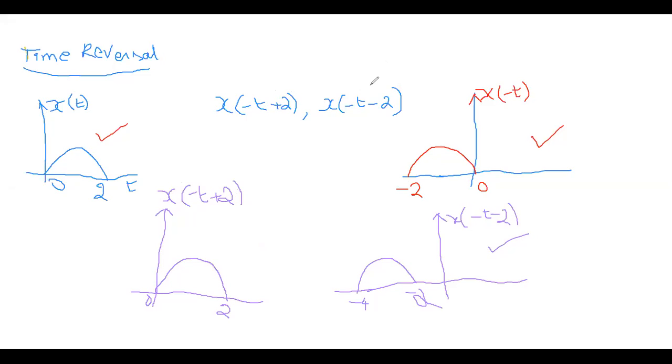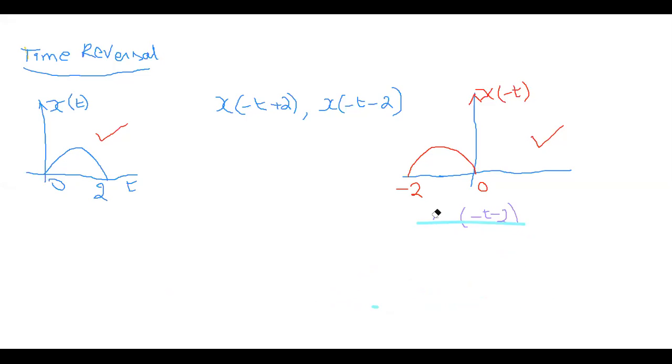Okay, I will give you one more example of how you get x of minus t plus 2. This is quite complicated, but I'm going to tell you the easy method also to sketch those two signals. Now please see here. This is one method of obtaining: you must add minus 2 and 2 to the time to obtain minus t plus 2 and minus t minus 2.